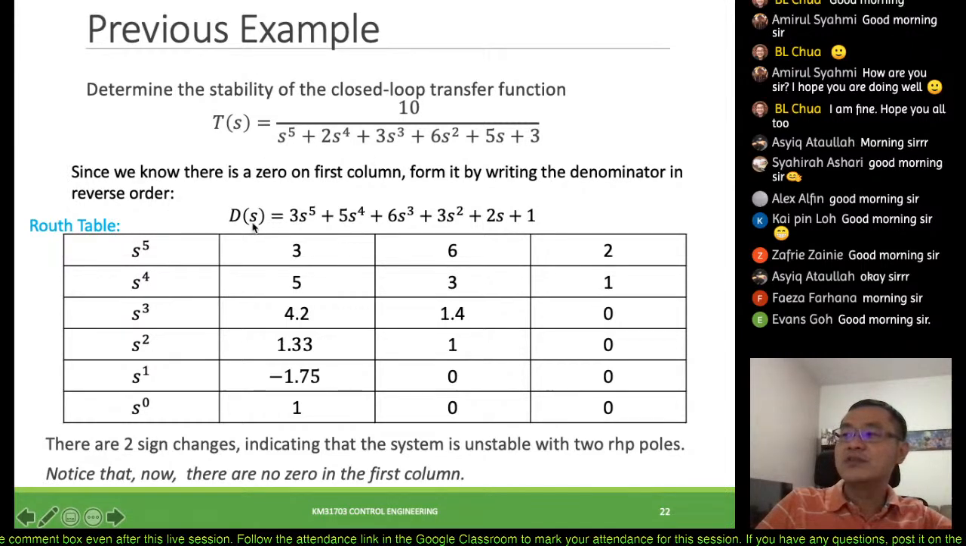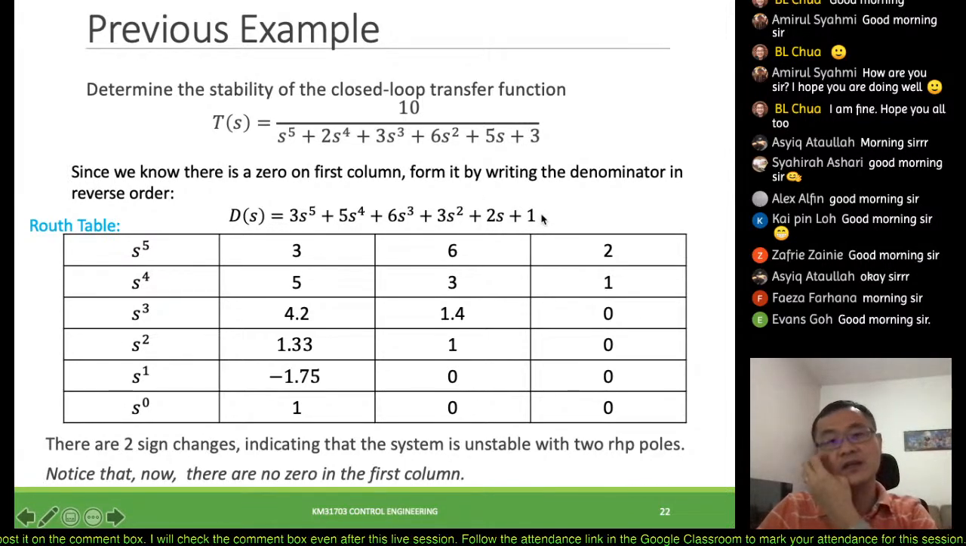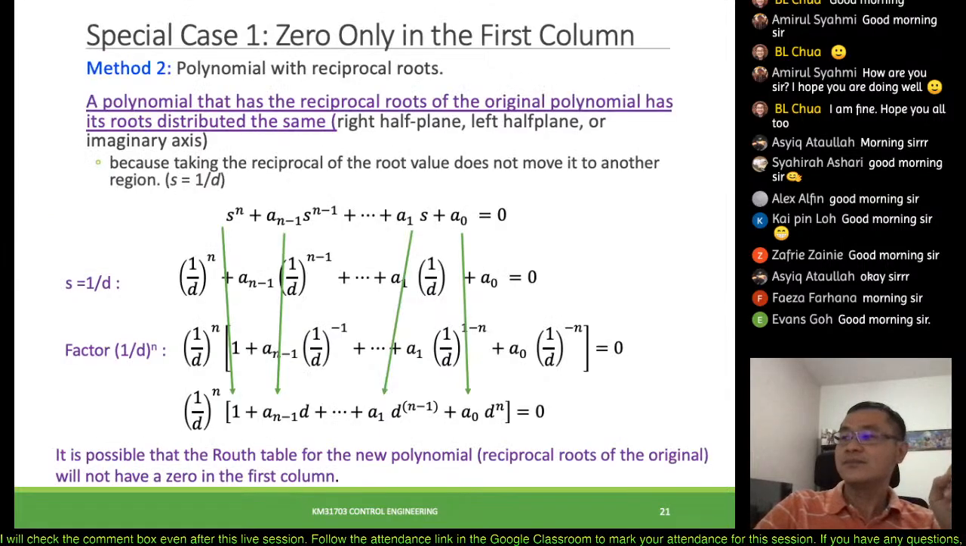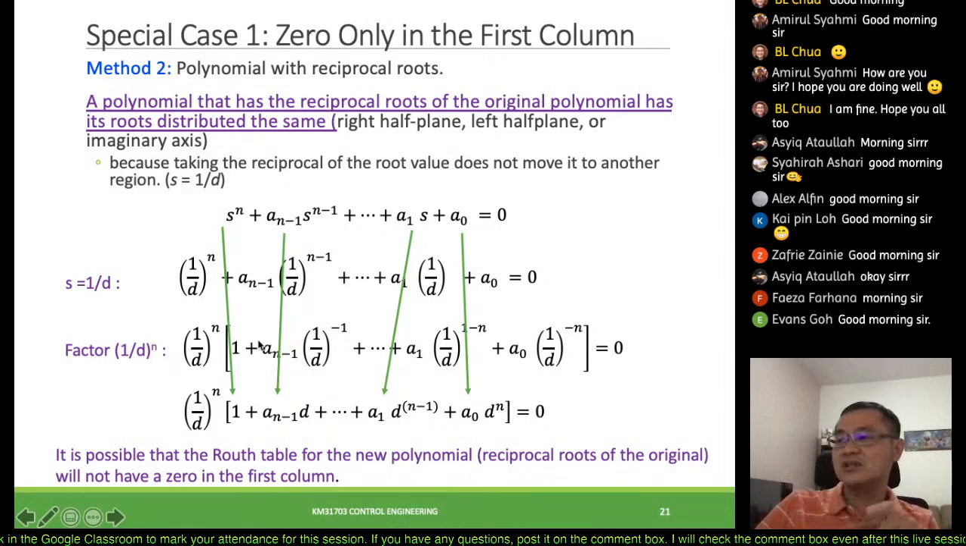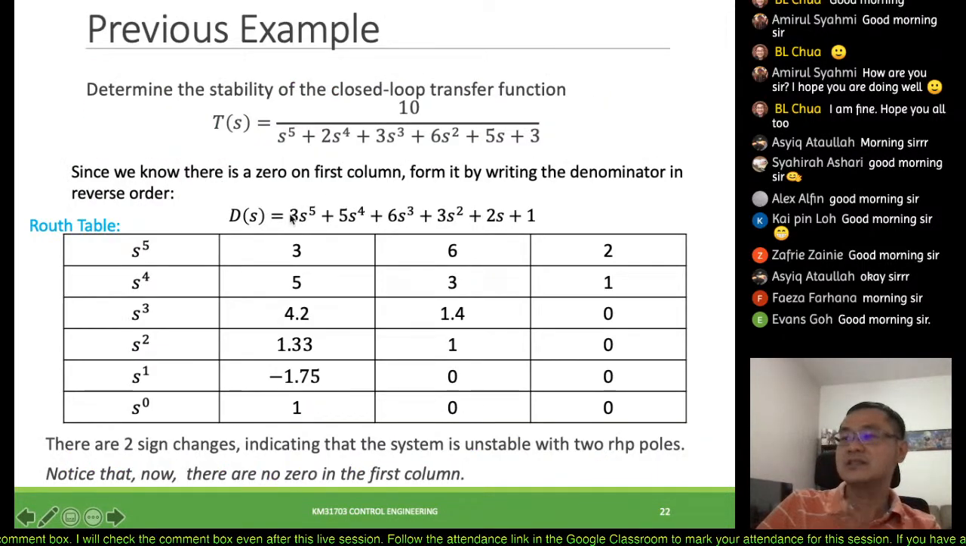So we will reverse the denominator. Instead of S5, S4, S3, S2, S1, in this order we now reverse it: 3, 5, 6, 3, 2, 1. Okay, we just reverse the order of it, based on the previous idea. The coefficients remain the same, but the order changes. You can see the parameter S changes positions, right? So this is the idea. You just reverse the order.